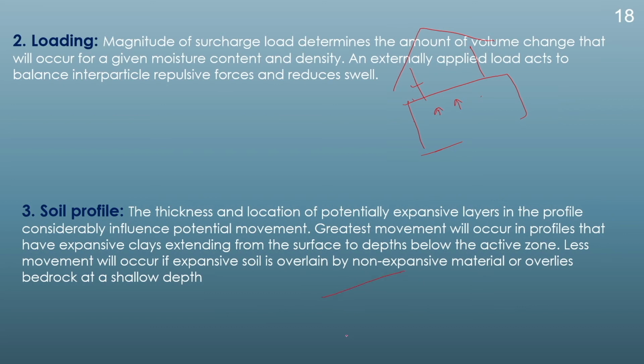The thickness and location of potential expansive soil also play an important role in defining the swelling behavior of the soil. For example, if a soil has a very high expansive clay extending from the surface to a depth below the active zone, then the swelling will be more. Say, for example, this is the active zone. If the soil has an expansive soil below the active zone, in that case the swelling will be quite high.